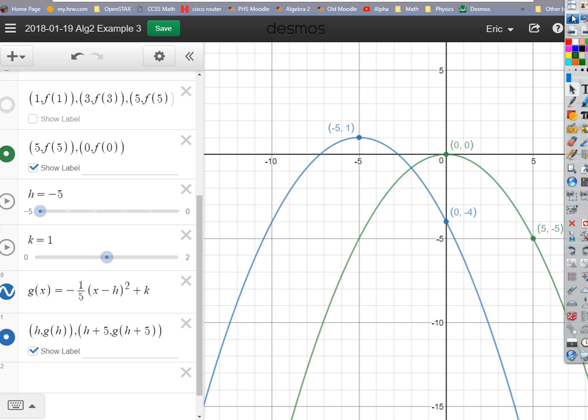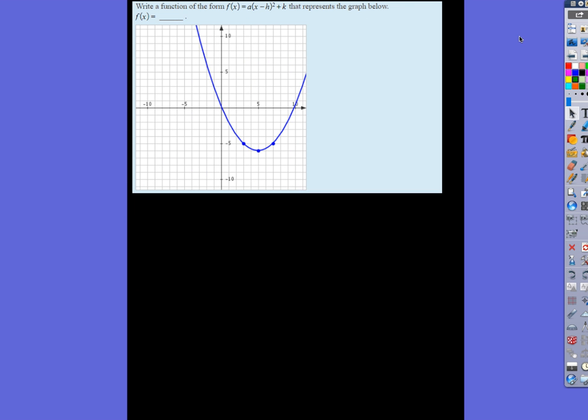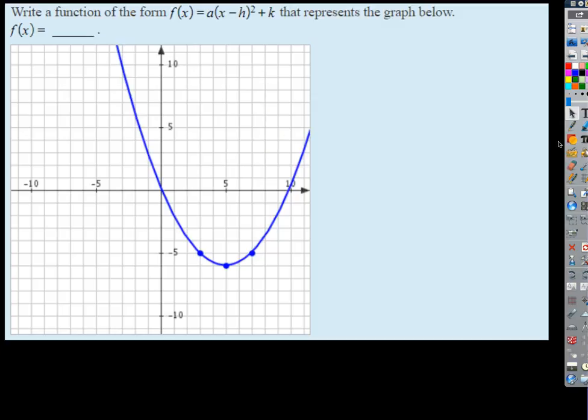Last one. What about something like this? What if this is different now? This time, they're giving us the graph, and we're going to write the function, right? So we have to fill in the blanks. We need to be able to say what the values of A, H, and K are.